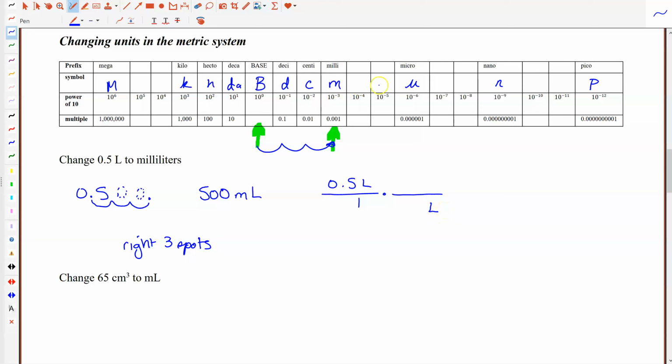Using what's provided in the table to connect to milliliters, when this says 10 to the negative third, what this is telling me is there's 10 to the negative third liters in 1 milliliter. Right? Or if you wanted to write that in decimal form, 10 to the negative third would be 0.001. So 1 milliliter is 1/1000th of a liter. Right? And you could do 0.5 divided by 0.001 if you wanted to do the conversion.